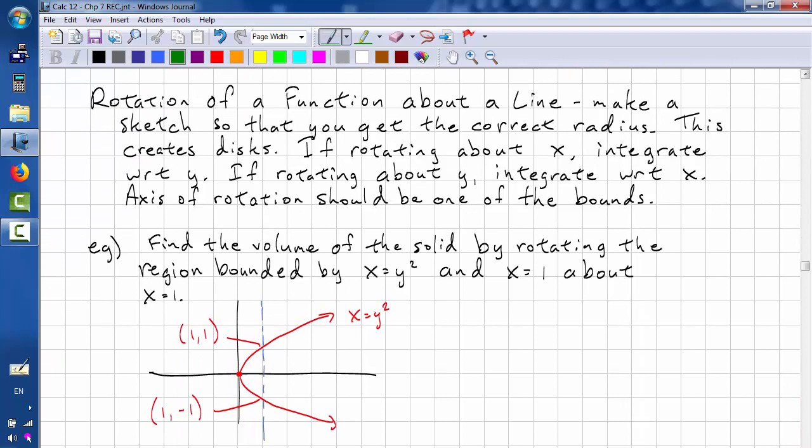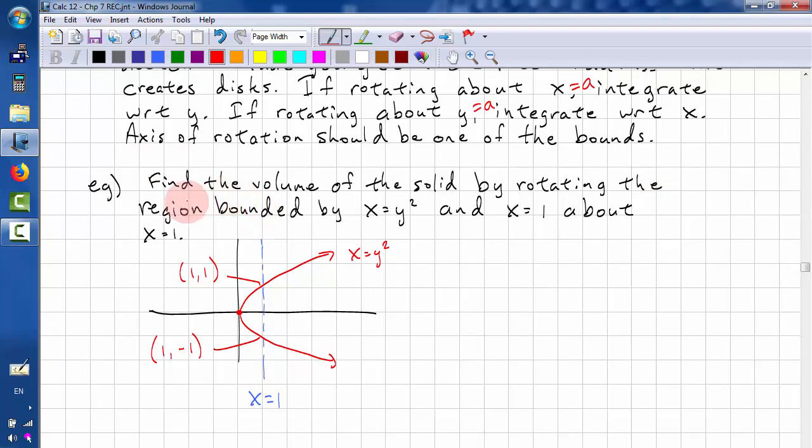Okay, now we look at rotation of a function about a line. And it's always good to make a sketch. That way we can determine the correct radius. And by doing a rotation about a line, we get discs. If we're rotating about a line x equals something, then we're integrating with respect to y. If we're rotating about a line y equals something, then we're integrating with respect to x. And usually our axis of rotation is one of the bounds.